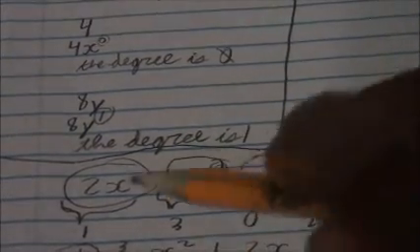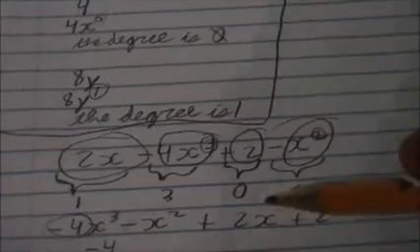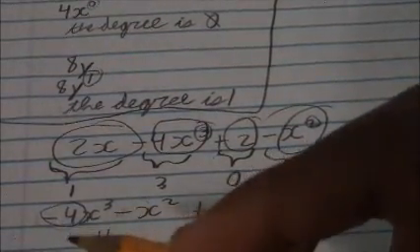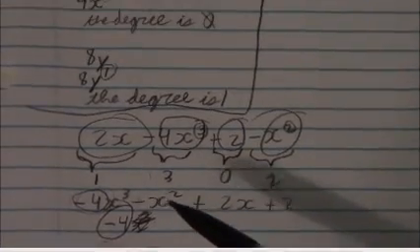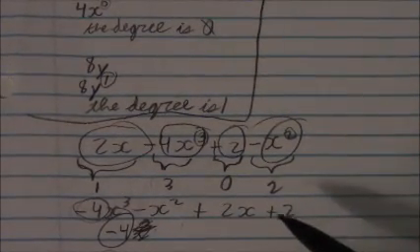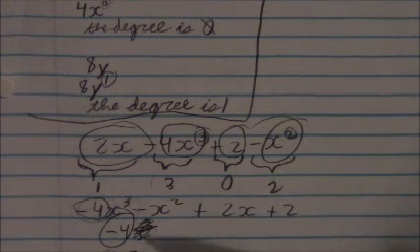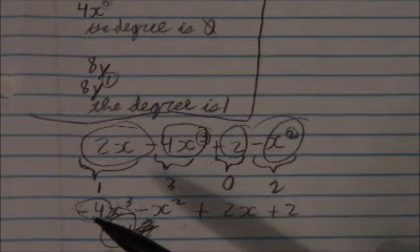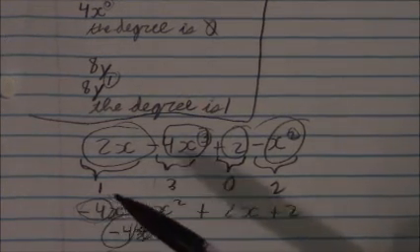So now you have them, line them up, and you get negative 4x cubed minus x squared plus 2x plus 2. And you'd get the leading coefficient of negative 4 because it's the first coefficient that's there.